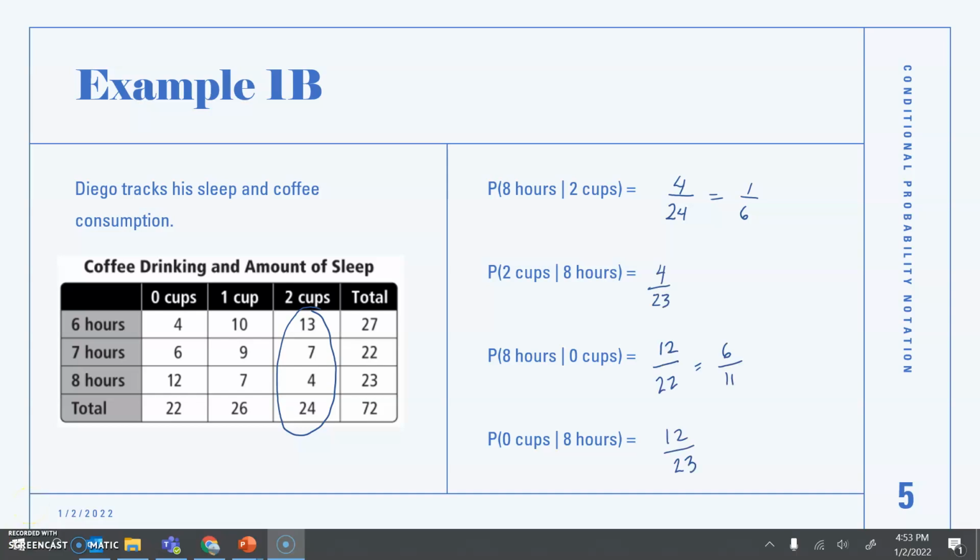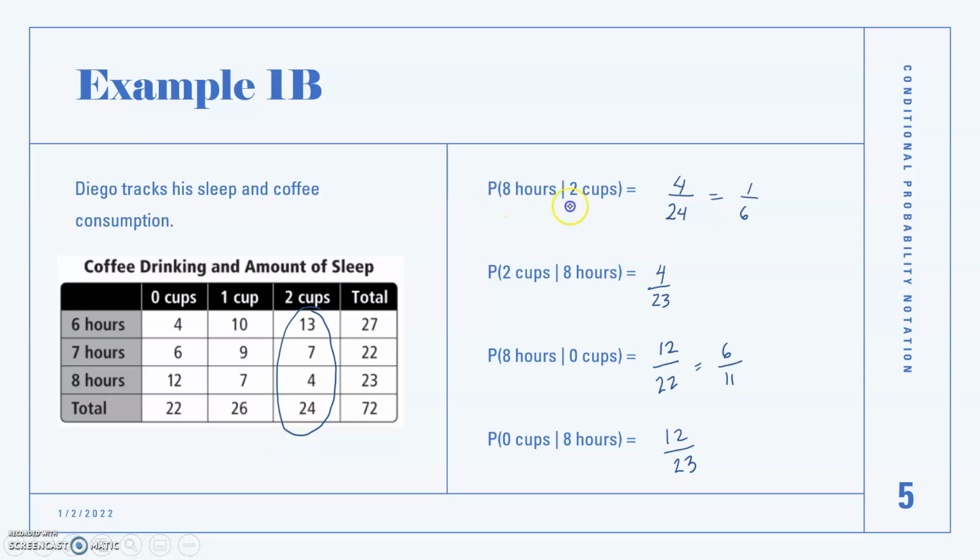So this is the rest of the work for that problem. Notice how for these two, 8 hours and 2 cups of coffee, the part is the same, but the total is different because this is the total number of times that he had 2 cups of coffee, and this is the total number of times that he had 8 hours of sleep.